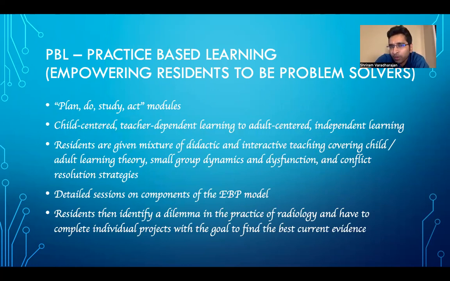And I would also probably look at major institutes shifting towards this kind of practice because it can empower the resident to become problem solvers. So what does it involve? It involves a mixture of a child-like learning, which is more didactic, to something that is more adult-centric learning, which is independent. So we give you a mixture of lectures and modules. We make you better in what you're doing. And at the same time, we allow you to be independent as time goes on.